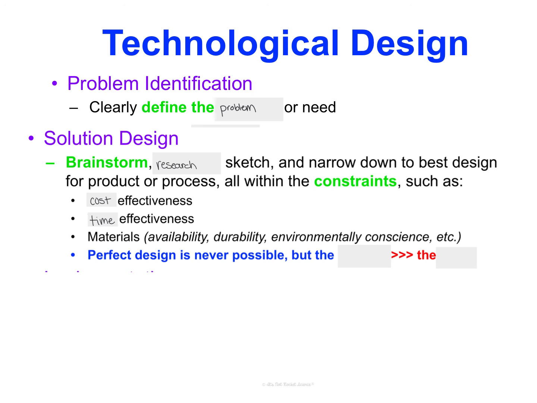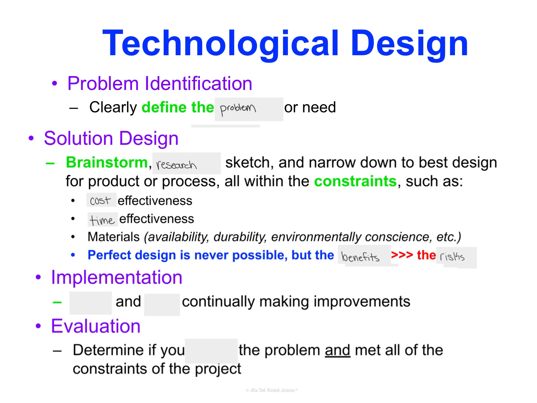And we need to remember that a perfect design is never possible, but the benefits of our design need to outweigh the risks of the design. When implementing our technology, we want to build and test and continually make improvements in our designs. And we also want to evaluate them. So determine if you have solved the problem and met all of the constraints of the project.